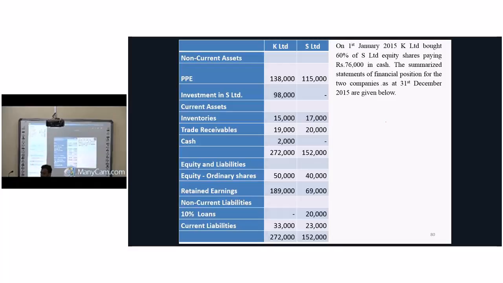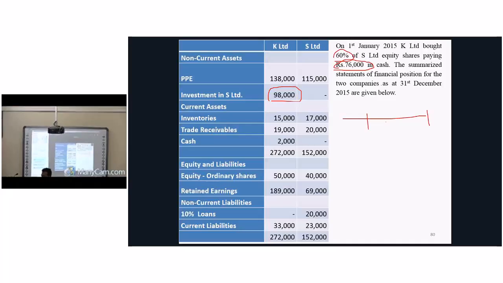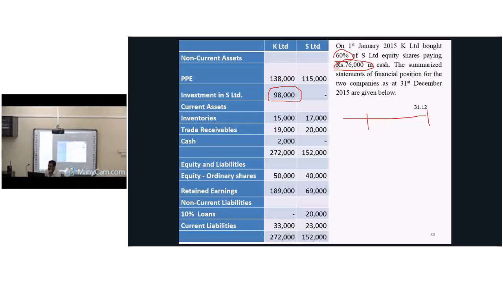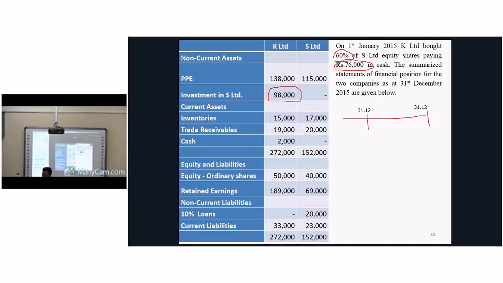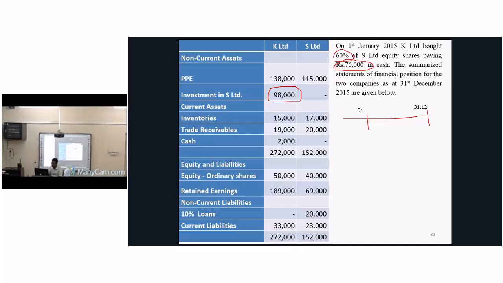And investment value is 76,000. Look here, but if you look at investment here, it is 98,000. Balance is something else, we'll see it. 60% on subsidiary. And look at the date of acquisition and the model here. Now we are at the end of the year, 31st December. Now we are here on 1st January. Right, this is our model.